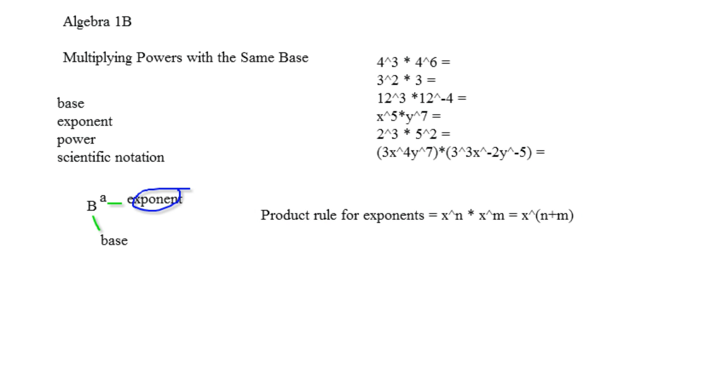Now, the reason why I can do that, and I actually have to explain this by using some numbers. So I'm going to use 3 cubed times 3 squared. Okay? Alright, so technically, you have to expand to understand why these work this way. So I'm going to expand this to be 3 times 3 times 3, and then times 3 times 3.